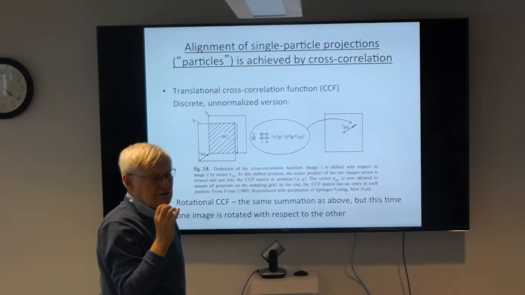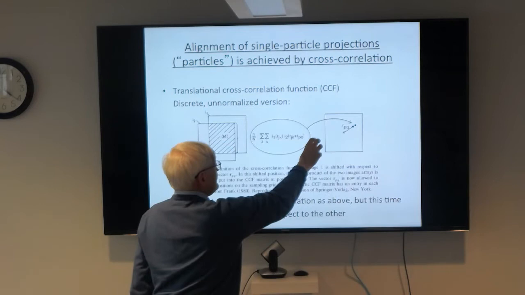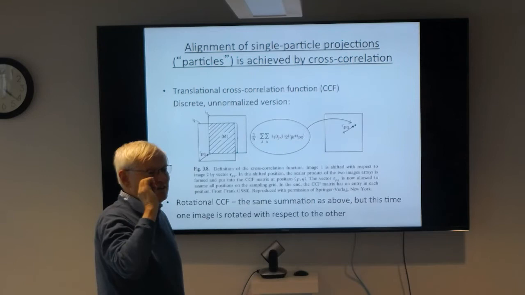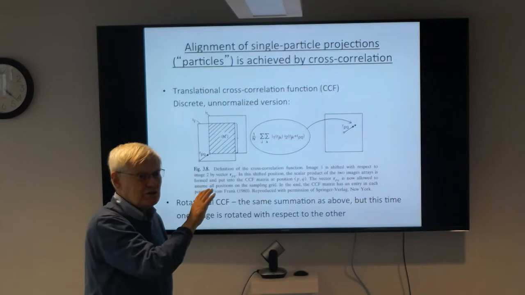And then if you stand back and look at the whole thing, you will see that it becomes maximum somewhere. It has a peak. That peak tells you, aha, this is the RPQ that I need to use in order to shift the images into exact superposition.